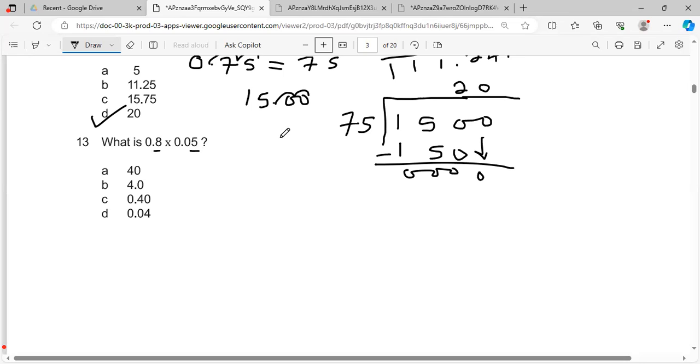So, guys, we know that we're going to ignore the decimal point at first, right? So it's 8 times 5, which is 40. Agree? Yes, sir. So now we're going to see how many decimal places we have in total. How many decimal places do we have in total? Sir, 3.